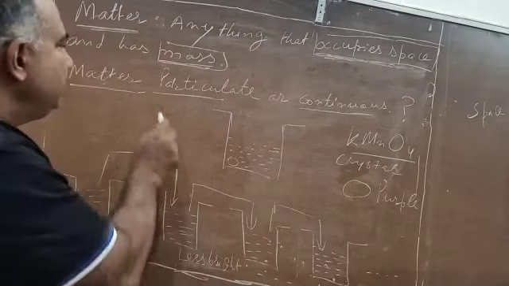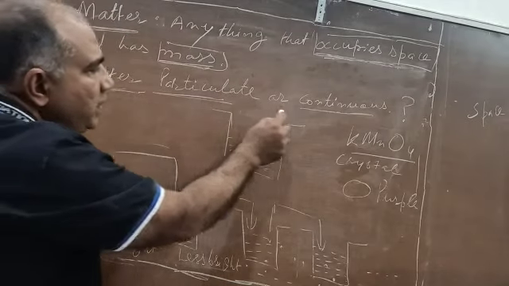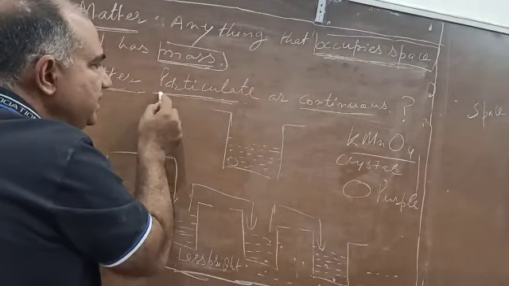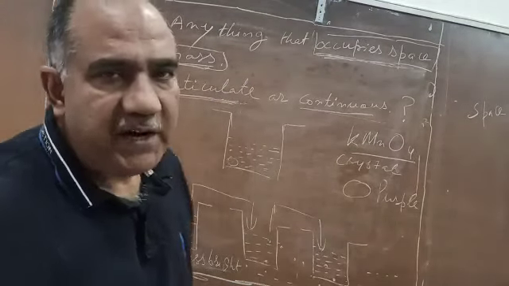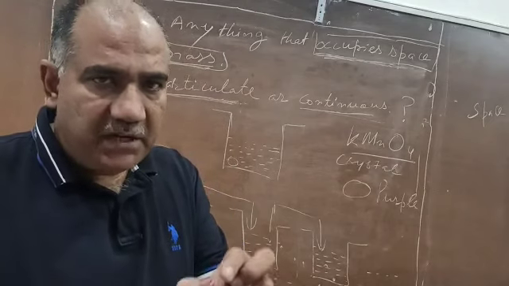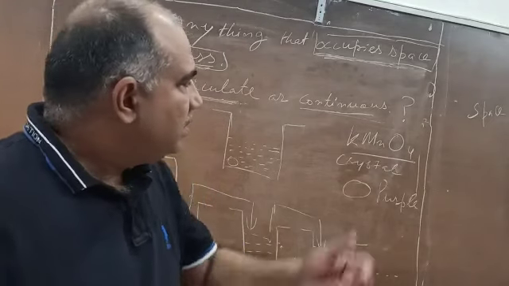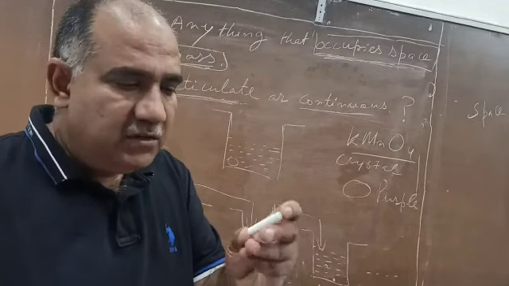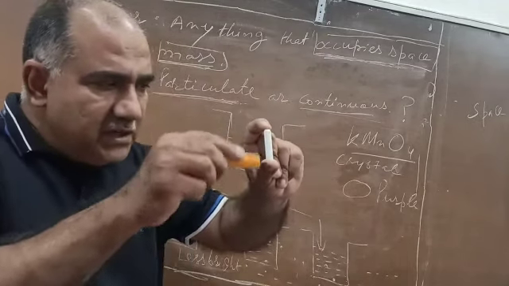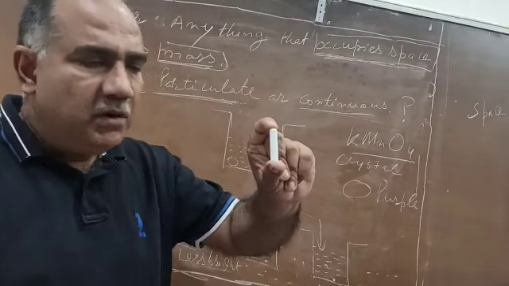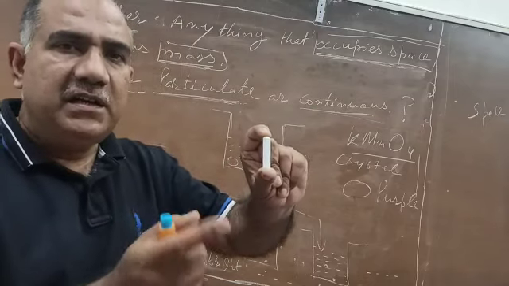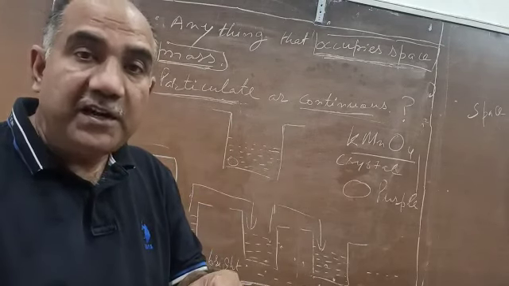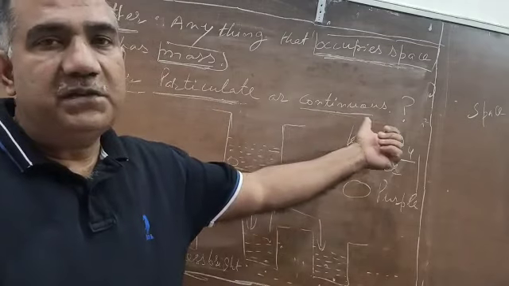Now another question will arise: whether matter is particulate or continuous. To explain this, matter is particulate means matter is made up of small particles, or continuous means it is one big thing. If I take this piece of chalk in my hand, is it one big thing, or is it made up of small particles? If it is made up of small particles, we say it is particulate, and if it is non-particulate, that means it is one continuous thing.